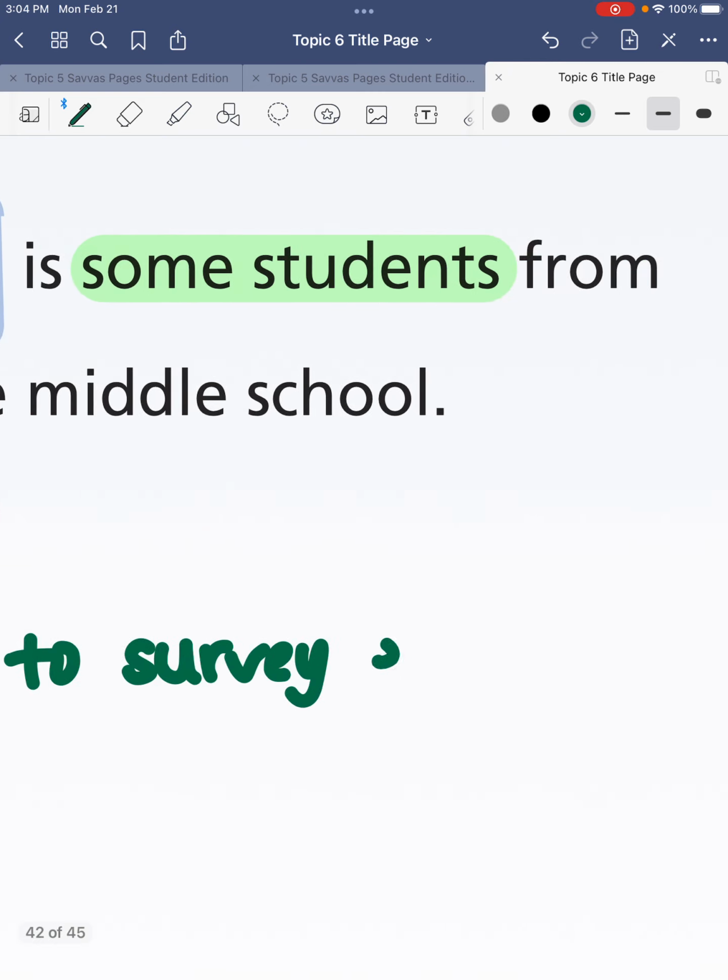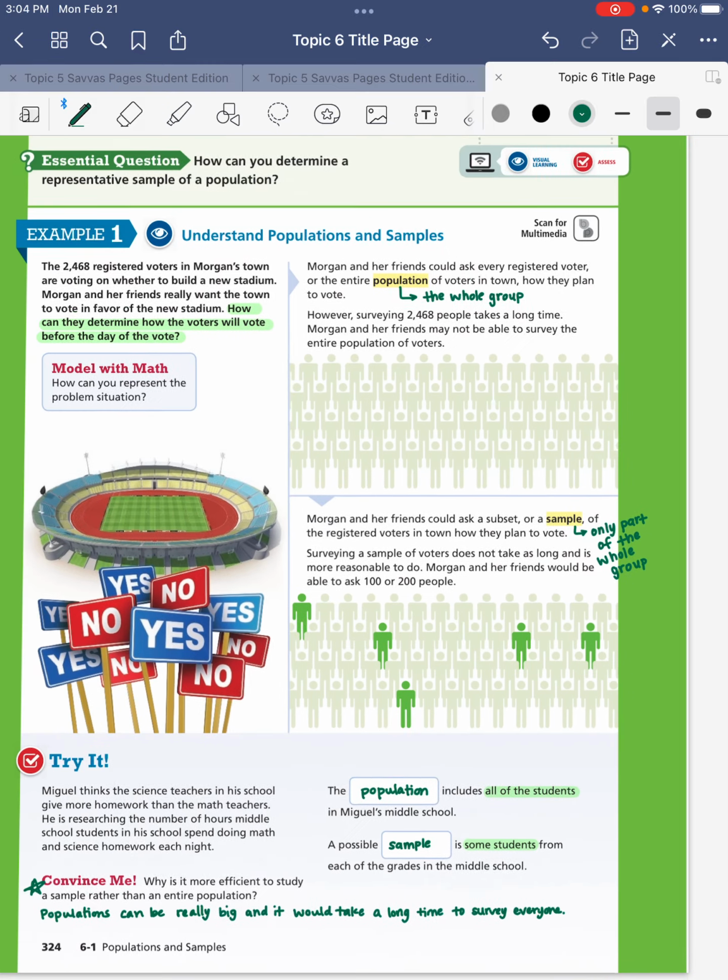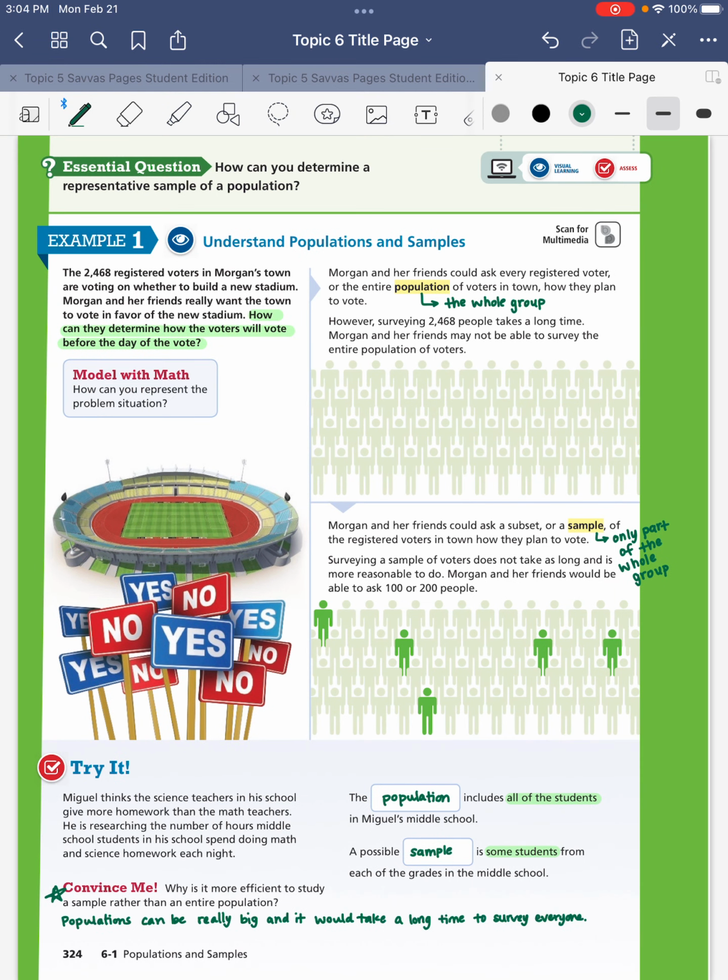Now, in some cases, it could also be too expensive to survey everyone. So when we think about a national vote, when we go vote for president, if we were to survey every registered voter in the whole United States, that would take a really, really long time, and it would also be very expensive for someone to do so. So sometimes money can also be a factor.